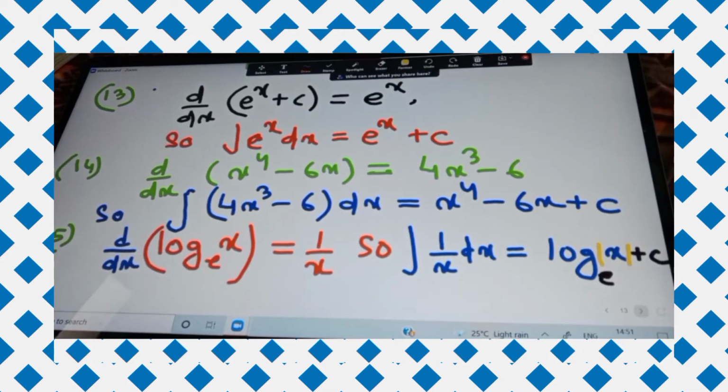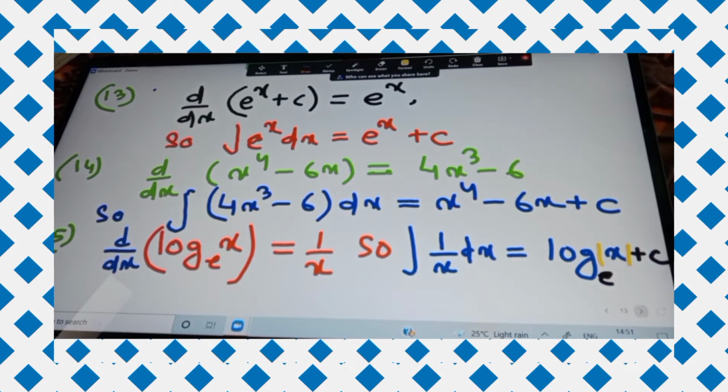Similarly, the next point: the derivative of e to the power x plus c. All of you know the derivative of e to the power x plus c is e to the power x. Similarly, if you write the reverse process, how can you write? Yes, you can tell. Integration of e to the power x dx is equal to e to the power x plus c.